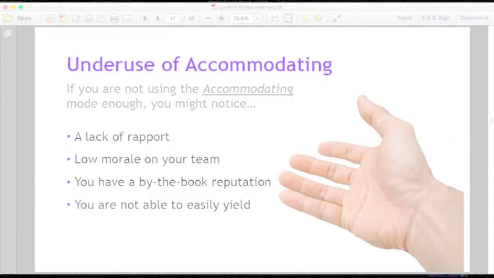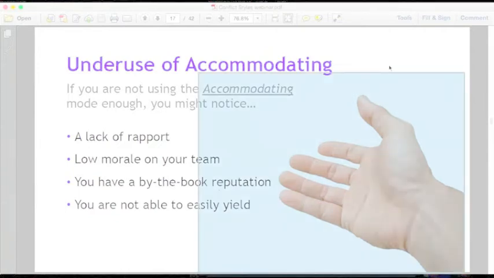The underuse of accommodating: if you're not using this enough, you might think about it as the opposite. You're back to competing. So if you're moved back into that competing mode, you might have trouble building goodwill, and you might need to pull on accommodating a little bit more. If people describe you as being unreasonable, then you might not be accommodating enough in certain situations when you could accommodate.